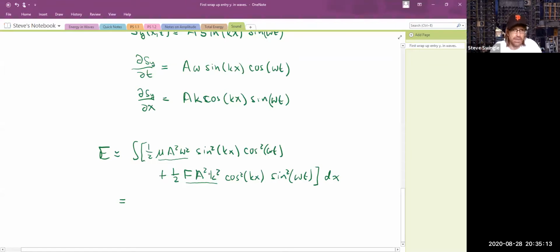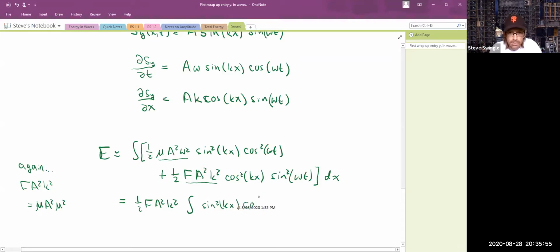If I choose this one to represent them both, then I can write F a squared k squared here. Let me just write this aside: F a squared k squared is just equal to mu a squared omega squared. That's true. So let's say I choose to use that one, I'll write 1/2 F a squared k squared, and then I put the integral here, factoring it out of the two terms. And then I have sine squared kx cosine squared omega t.